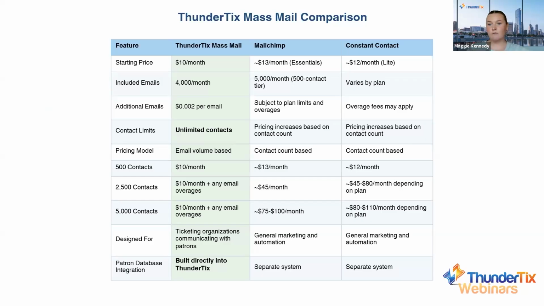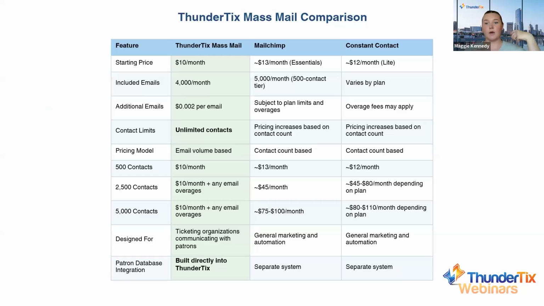So our starting price for mass mail is $10 a month. This is going to include the first 4,000 emails you send. So $10 for 4,000 emails. Any additional emails are $0.002 per email. So it's very cheap. You can send a lot of emails.